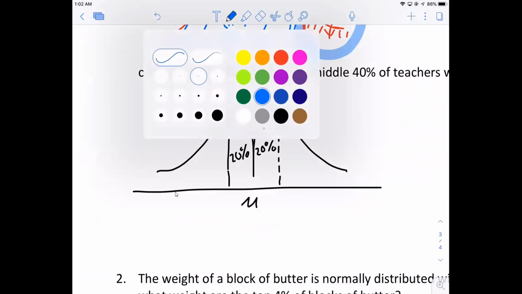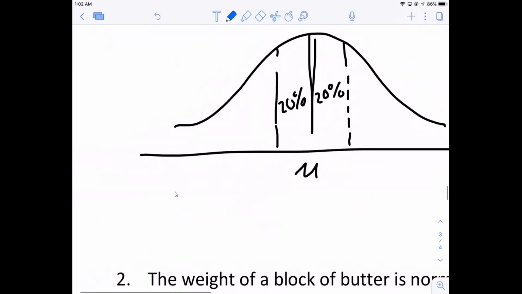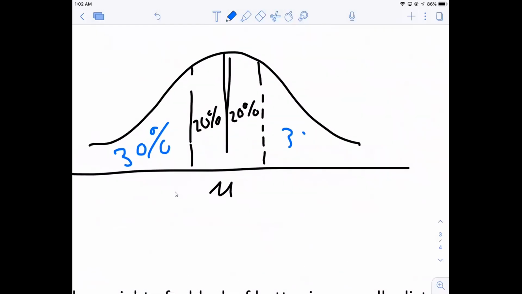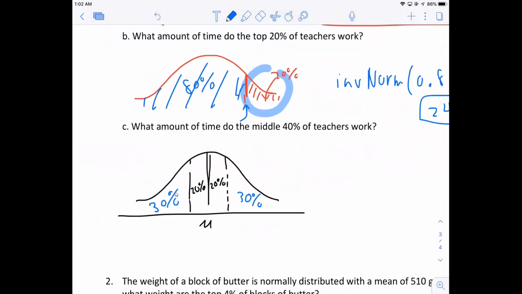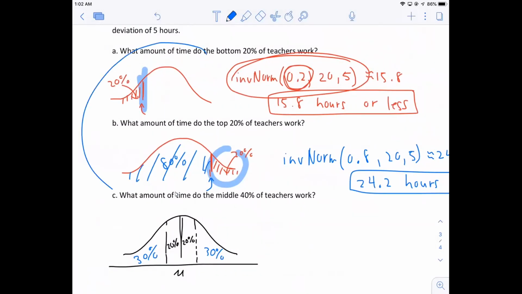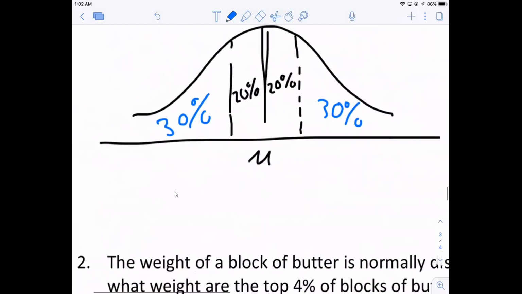So there's the middle 40%. If we know the entire area is 100%, that leaves 60% of the area over there and over there. So that means here is 30% of our data, and here is another 30% of our data. And altogether, that's 100% of our data. So if we want the middle 40% of teachers, we've got to do a combination of what we did in A and B, right?